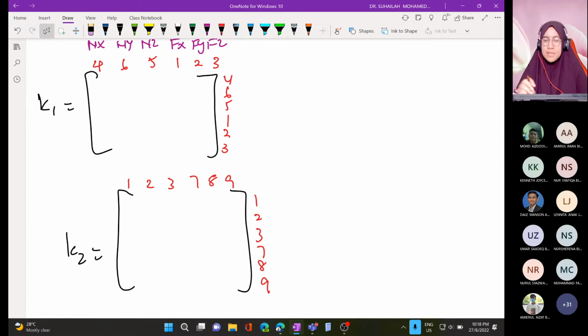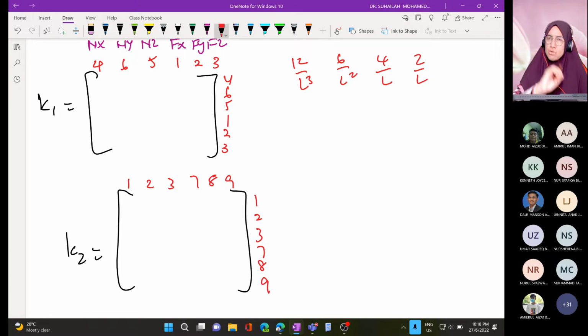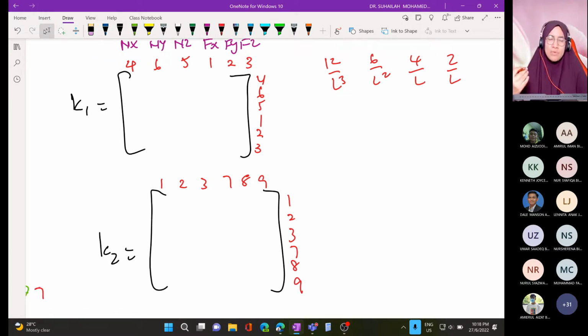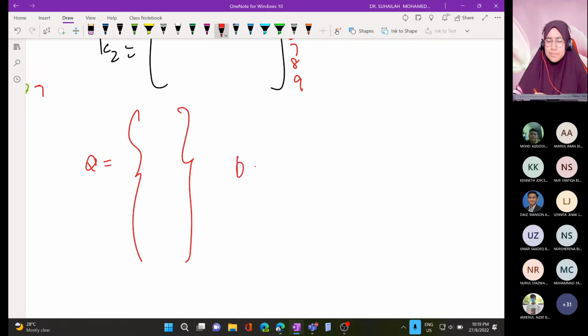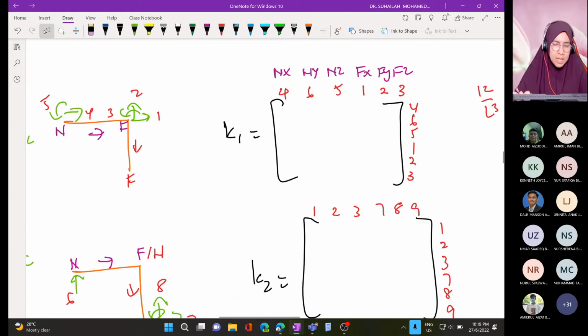So of course you get 6 by 6. Don't worry, 6 by 6 tu cuma ada 12 over L cube, 6 over L square, 4 over L and 2 over L. And LCY. Okay. So 4 ni je. So put into the matrix and then combine to have structure stiffness matrix. There will be 9 by 9. 9 by 9 means we will produce Q and D.